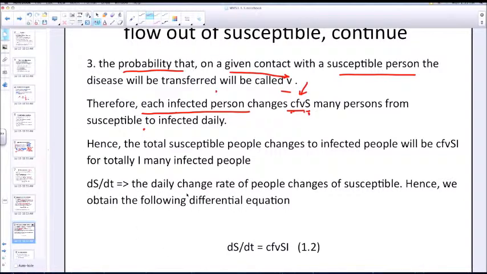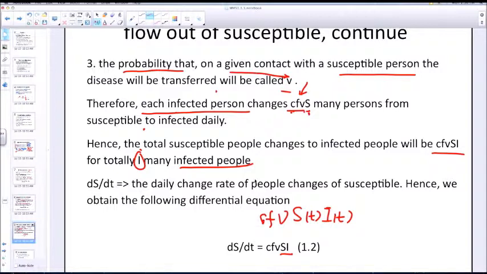Okay, once you get this part, you remember we total have I many infected people. So for the total change, we still need to multiply by I. Okay, now C, F, V are the parameters. They are usually assumed to be constant. S is the susceptible population, a function of t. And I is a function of t, the infected people.